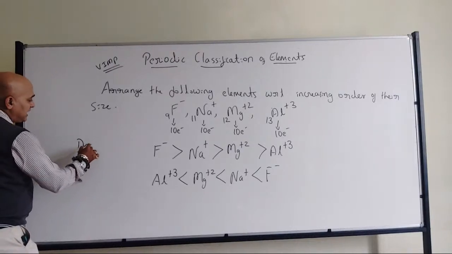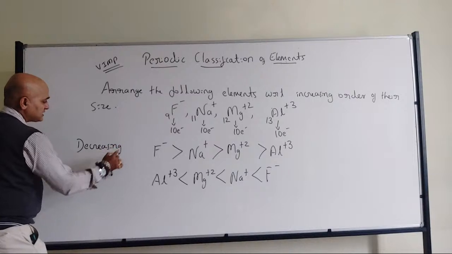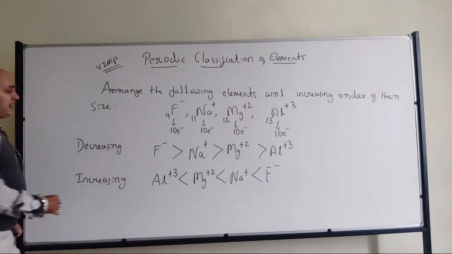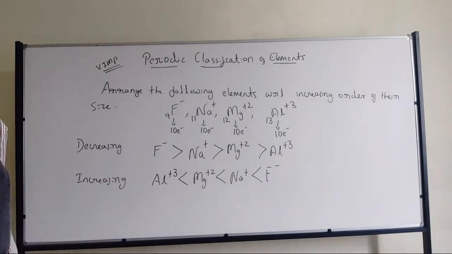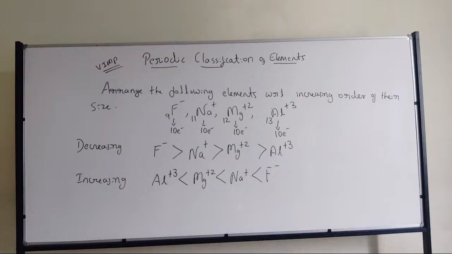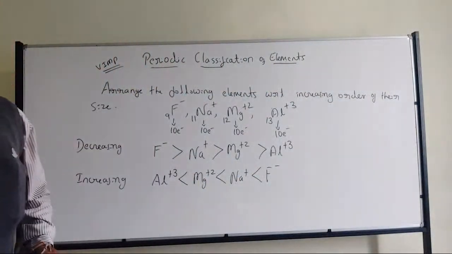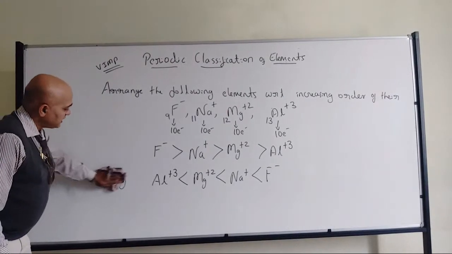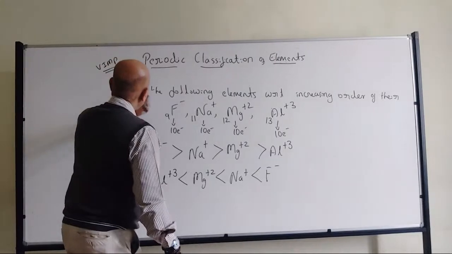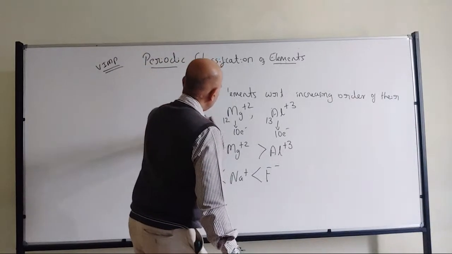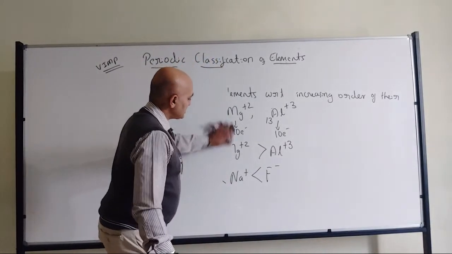Whatever I had written earlier is with respect to decreasing order. Whatever I have written here is with respect to increasing order. Have all of you understood? So aluminium plus 3 should come first, magnesium plus 2 next, then Na plus, then fluoride. Anyway, these types of problems we are going to solve even while solving competitive exam questions. But all of you have understood why aluminium will be of smallest size and why fluoride will be of largest size here.